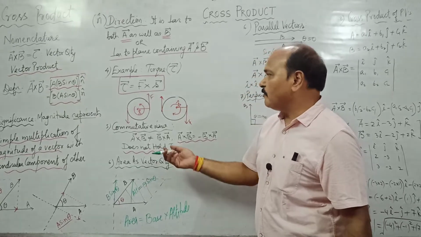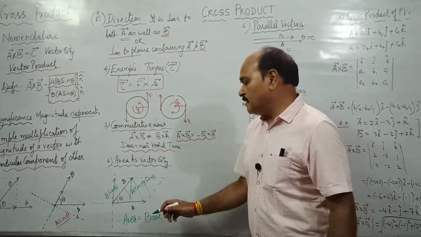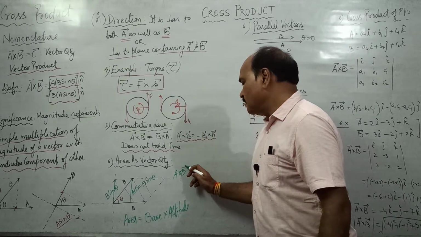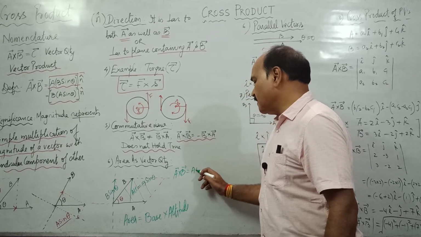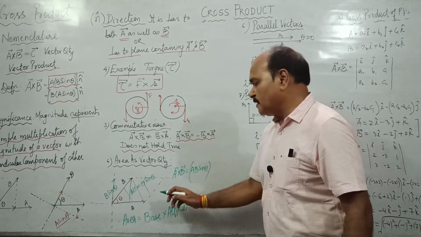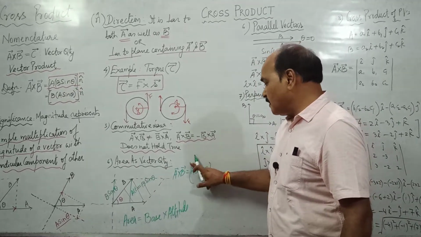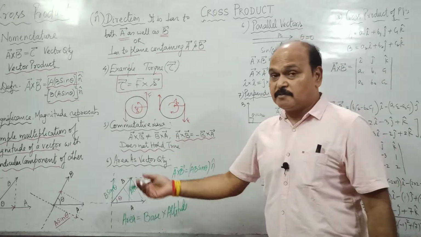And what is the value of cross product A cross B? A cross B is AB sin theta. So the magnitude of A cross B is AB sin theta. And what is this AB sin theta? This AB sin theta is the area of parallelogram. And this area of parallelogram of course has a direction which is perpendicular to both A as well as B.